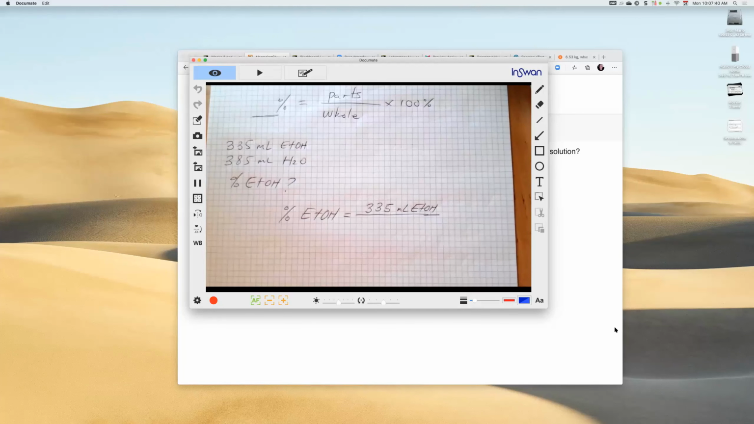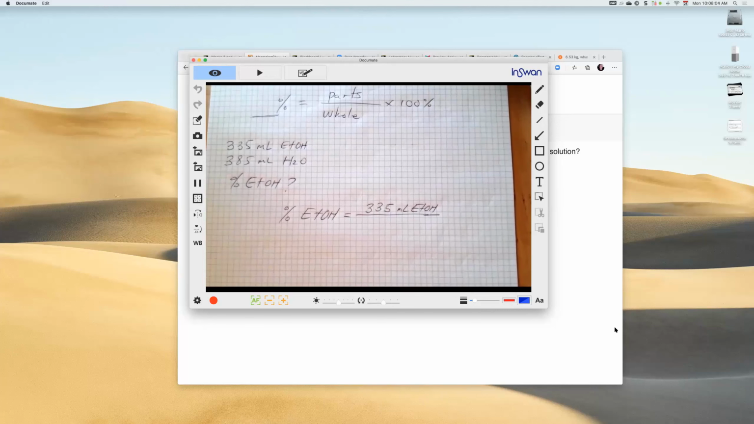What number do, go ahead, I'm sorry. We're gonna add the water plus the ethanol. That is exactly right. We're gonna add the water plus the ethanol, and that's gonna give you the total solution, the complete amount. So I don't even know what that total is, so I'm gonna have to add it up.